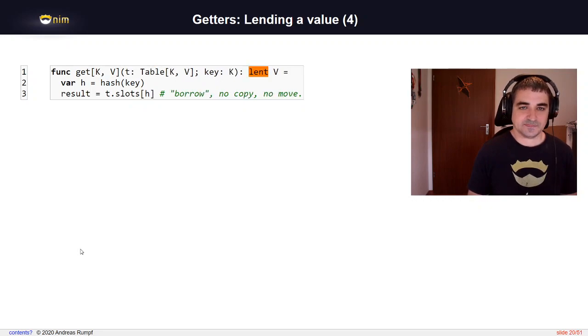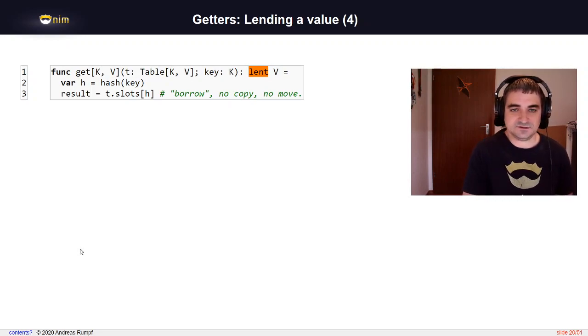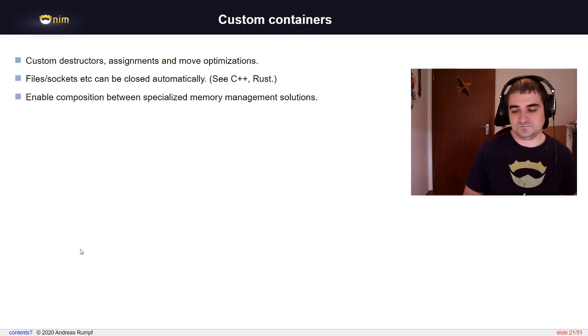Pretty bad. So we need to be able to provide an immutable view into this v so that it is still kept in the table, but we don't have a copy. And that's achievable with this lent return type. It's comparable to a var return type, which was already in Nim version 1, except that this lent is, as I said, an immutable view, so you cannot mutate the v. Okay, and with this we can eliminate basically all copies.